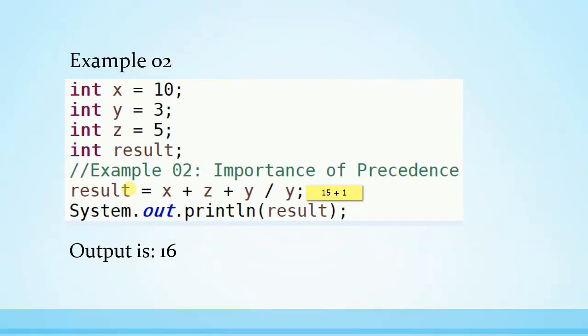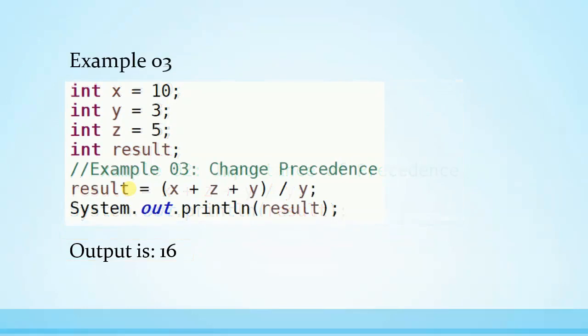Once again, y divided by y is evaluated first, which is 1. Then the expression looks like this: x plus z plus 1. Left to right rule is applied. X plus z is 10 plus 5, 15. Then the plus is appended with 1, which is 16. That's how we get output of 16. Here we saw, in example 2, how the operator precedence comes into picture. But how do we change the precedence in the previous example?